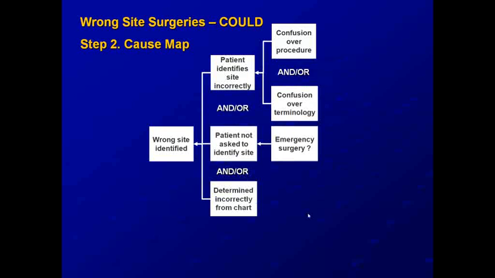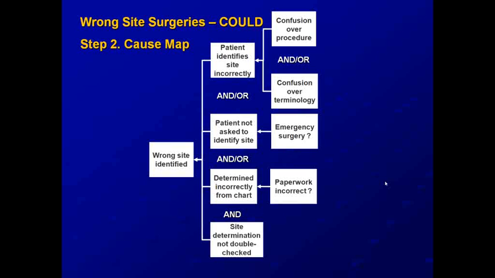Or the site may be determined incorrectly from the patient's chart. This can happen if the paperwork is incorrect and the site determination is not double-checked. We're going to look at double-checking and how that can reduce the risk of error.